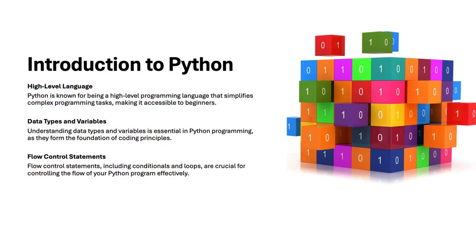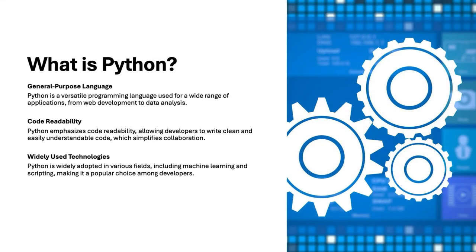Python is a high-level programming language that's easy to learn and use. We'll explore the basics of Python programming, including data types, variables, and flow control statements such as conditionals and loops. Python is an interpreted high-level general-purpose programming language that emphasizes code readability and simplicity. It's widely used in web development, data science, and machine learning, automation, scripting, and more.